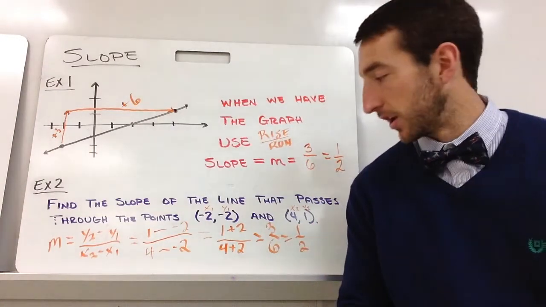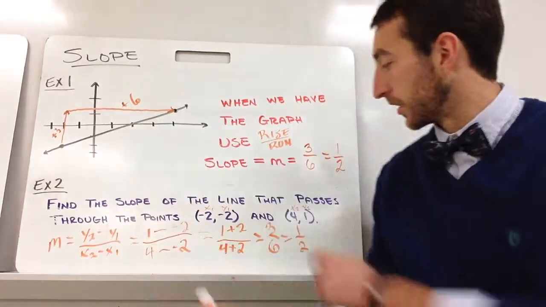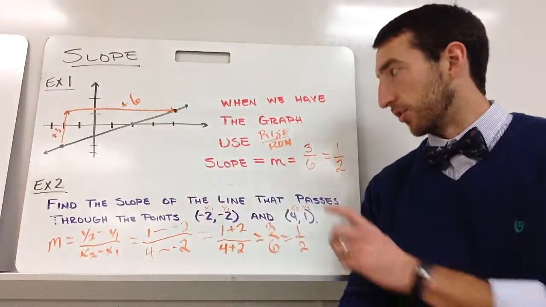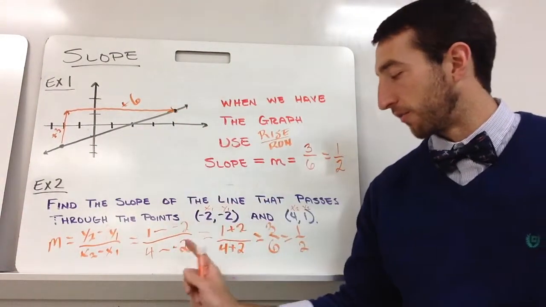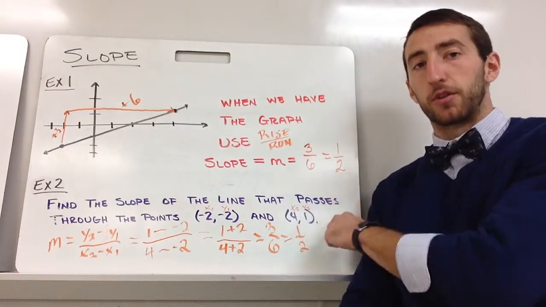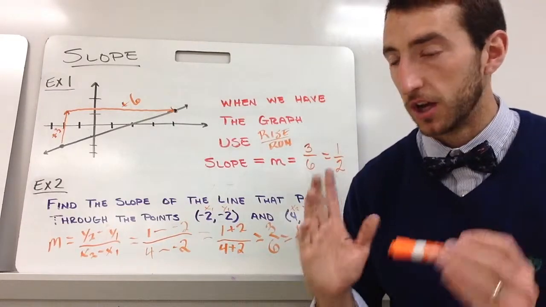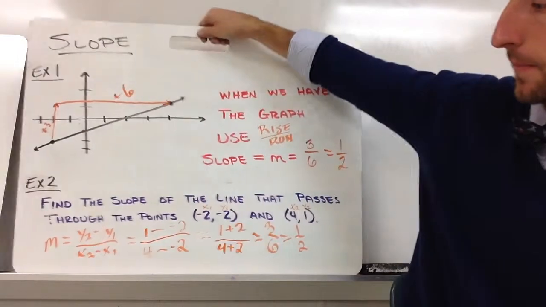So either way you do it, and if you notice -2, -2 is right here, 4, 1 is this point. So either if I use the graph or I use my formula, I still get the same slope over here. So no matter how you calculate the slope, you should get the same one each time.